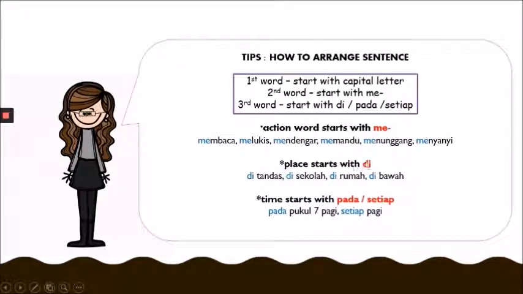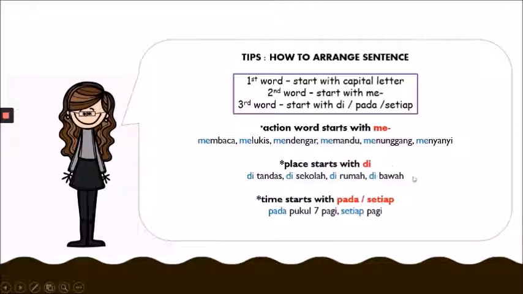Place starts with di. That's how we know that these are places, okay? They will usually start with the word di. For example, di tandas. What does it mean? Right? Is at the toilet. How about di sekolah? Where is sekolah? Which is the place you love the most? School, at school, okay? And di rumah. Di rumah, what does it mean? Where are you now? Di rumah means at your house or at home.